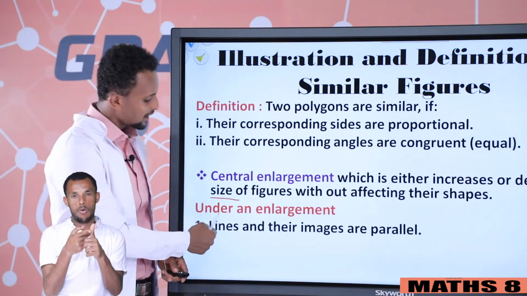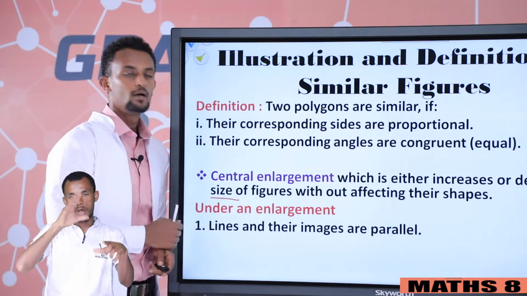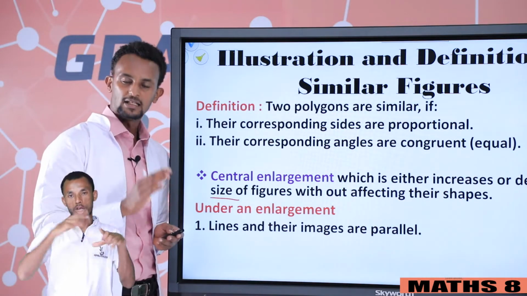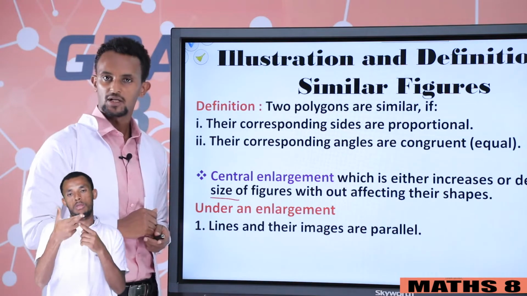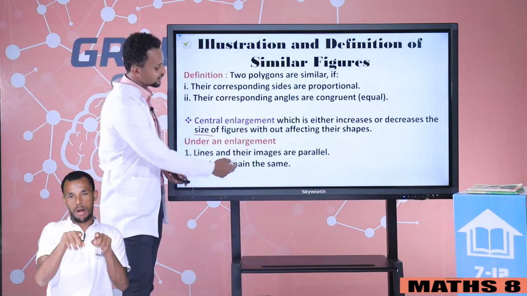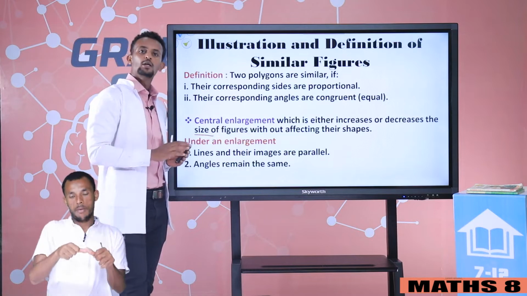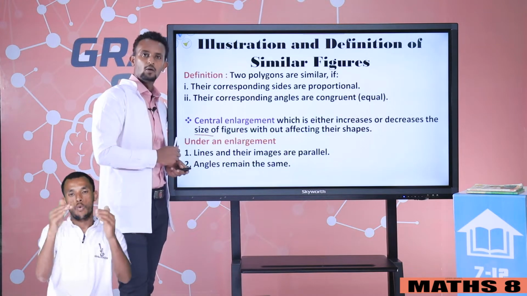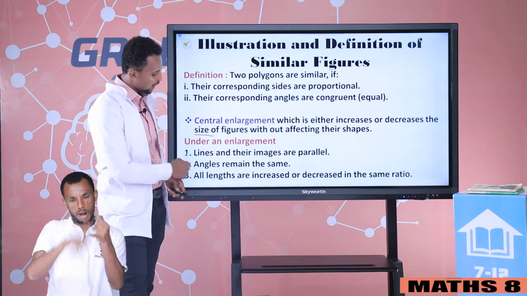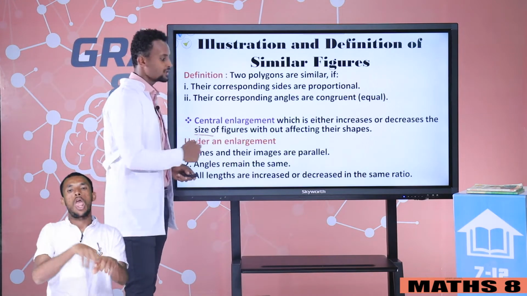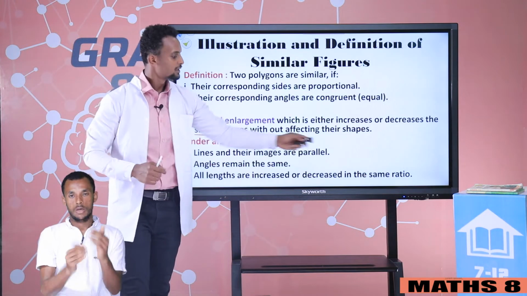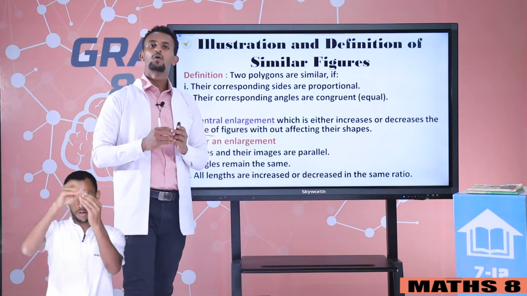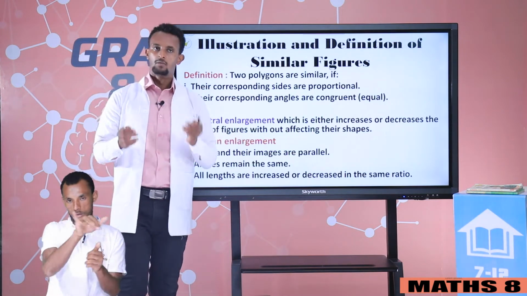The first one, the lines and their image are parallel. Image and lines are always parallel, which means they do not intersect each other. The second one, angles remain the same. Angles will not be changed. They are always congruent, or equal. The last one, all lengths are increasing or decreasing in the same ratio. That means the sides are either increasing or decreasing with the same ratio.